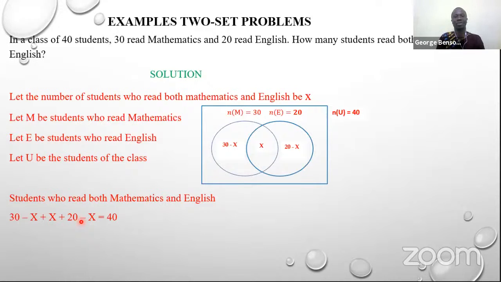So what we simply do is add all the three regions here: the x region, that's the intersection, the mathematics region, and the English region, and it should be equal to the universal set. Then you can see that we have negative x here and x here. This x and this x will cancel out, so we are left with this negative x, and we add our 20 to our 30, and so we're going to have 50 minus x is equal to 40.